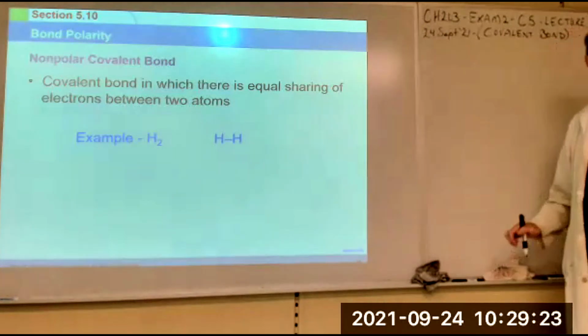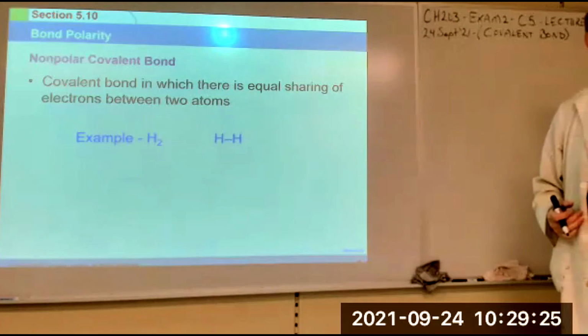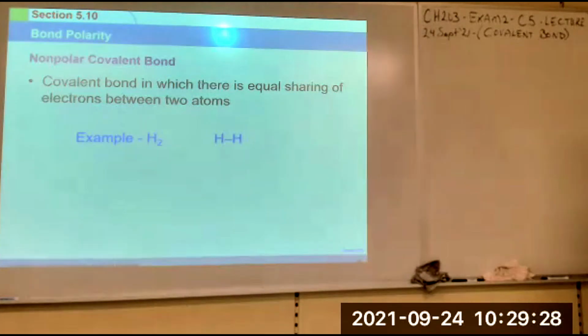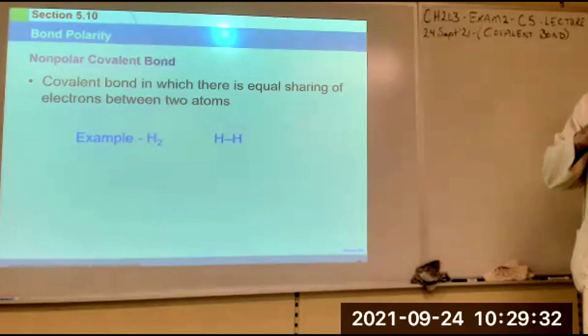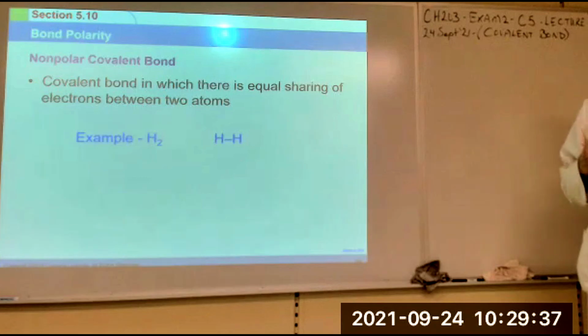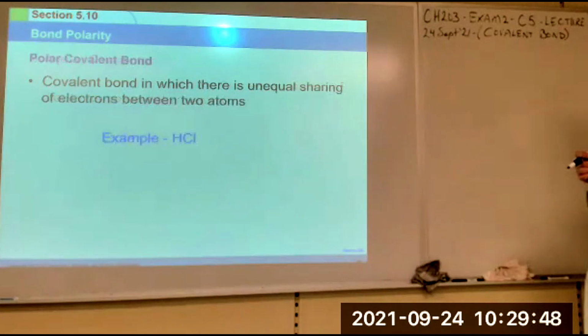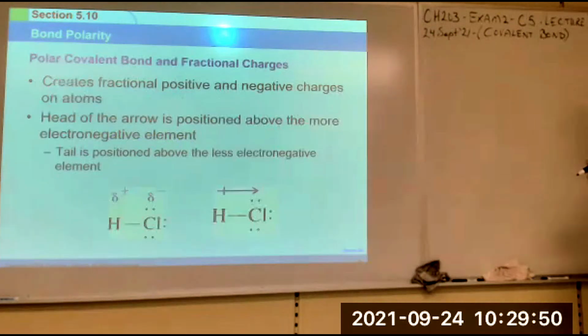When both of the atoms have identical electronegativities, right? Dihydrogen, nitrogen, oxygen, fluorine, chlorine, bromine, iodine, all those diatomics, they will be non-polar bonds. Okay? If you get two atoms with different electronegativities, there's always the potential for a polar bond. Hydrogen chloride, right? It would be a polar bond.